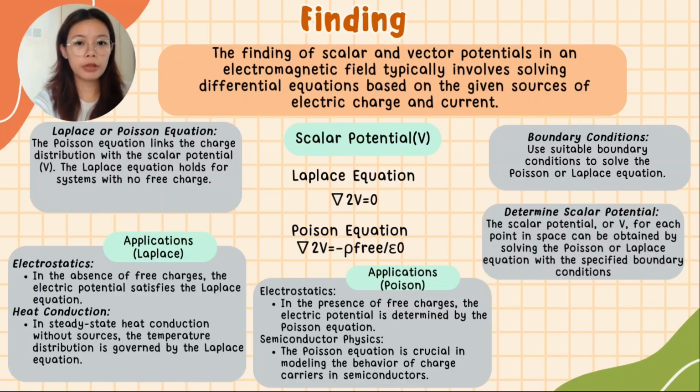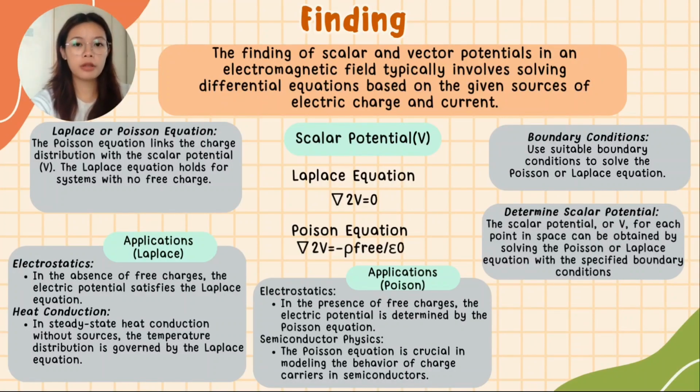So in scalar potential, there is also boundary condition. So the use of suitable boundary condition to solve the Poisson or Laplace equation. So the problem shape and the potential behavior at various positions in space determine the boundary conditions.